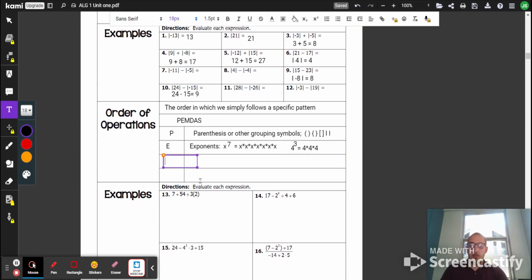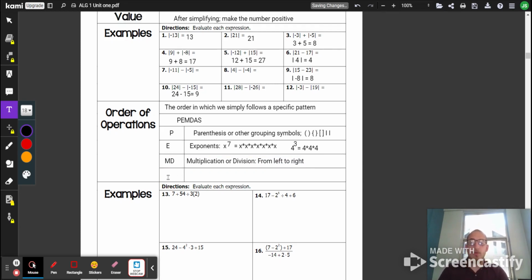Next, we have multiplication or division, MD, medical doctor, not really. So this is multiplication or division, and this is from left to right. Multiplication or division from left to right.